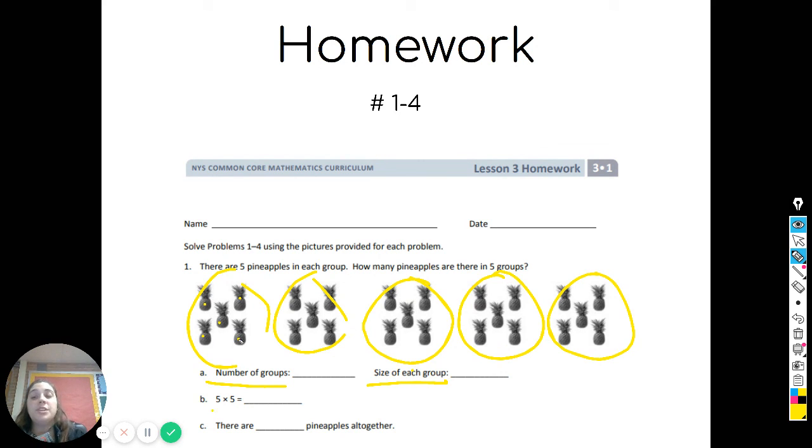And then it changes it to a multiplication equation and wants you to skip count the groups to figure out how many pineapples there are total. Okay, and put the product there, and then it changes it into a sentence. There are blank pineapples all together. So that same product you're going to write again down there.